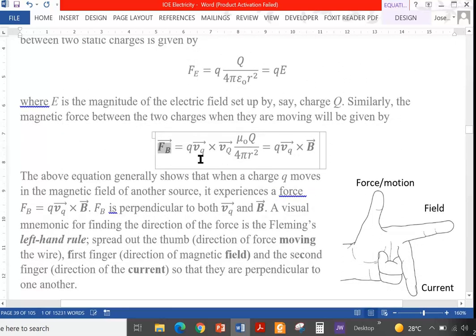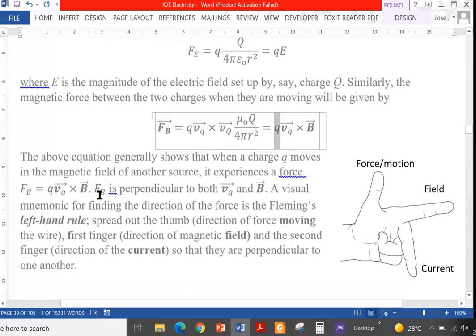So we can simplify the whole equation as the magnetic field of the big charge Q, cross multiplied by the velocity of the second charge, small q, and we multiply everything together and we get a force that is being exerted between the charges creating the field.